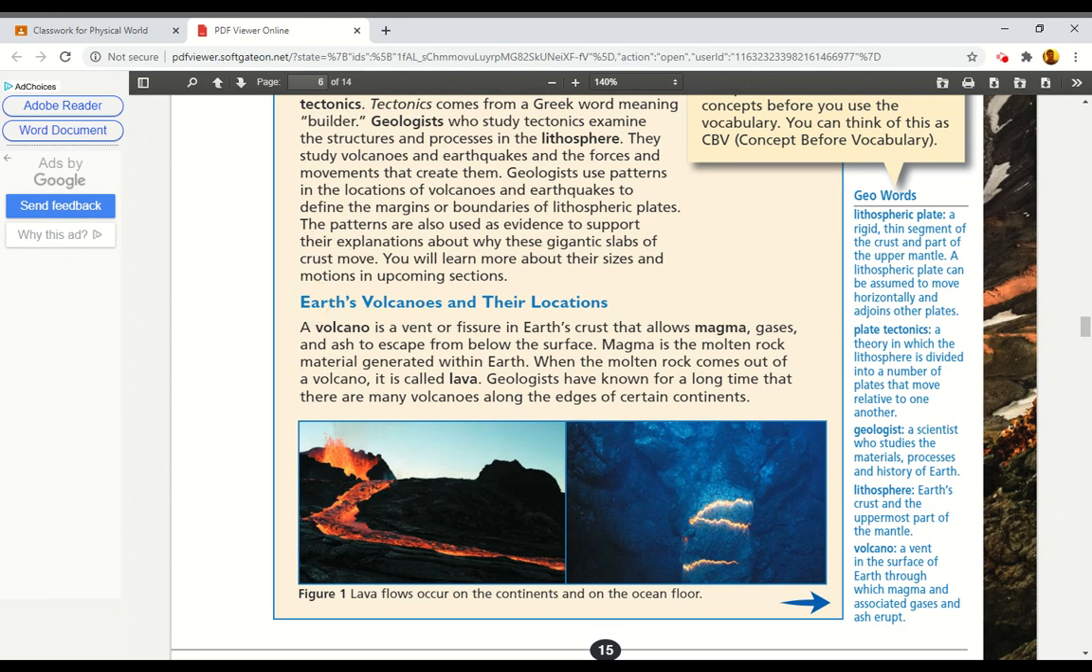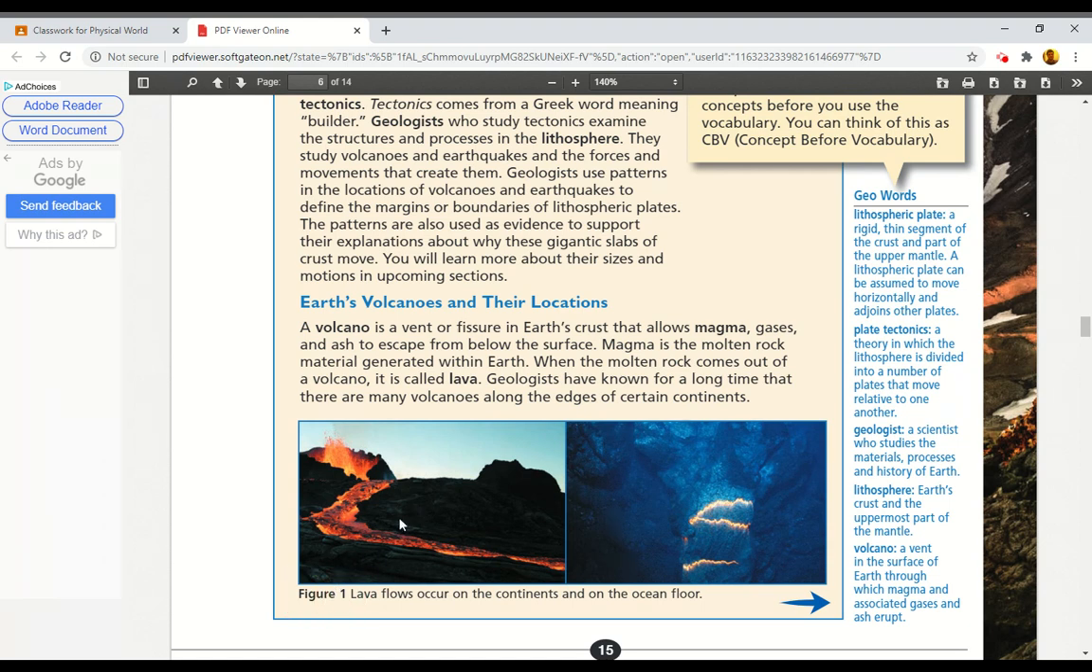Earth's volcanoes and their locations. A volcano is a vent or fissure in Earth's crust that allows magma, gases, and ash to escape from below the surface. Magma is the molten rock material generated within Earth. When the molten rock comes out of a volcano, it is called lava. Geologists have known for a long time that there are many volcanoes along the edges of certain continents.